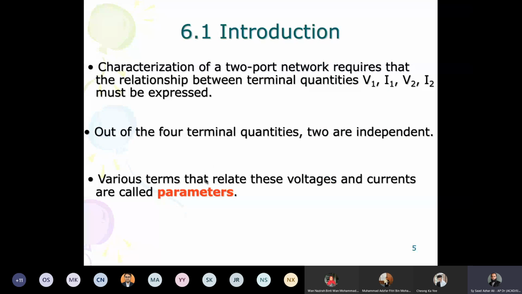Right? Out of the four terminal quantities, two are independent. As I said, if we are talking about a step up transformer, the input side is the independent side in which we apply some voltage and some current, and it comes out as a step up or step down voltage and current, so those are dependent quantities. Various terms that relate these voltages and currents are called parameters. As I said in the beginning, we will be talking about Z parameters, Y parameters, H and T parameters.